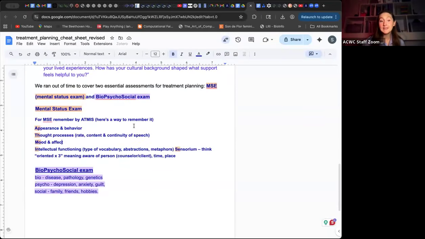Okay. And then the last one is sensorium. The S in ATMSS is sensorium. I think of sensorium like oriented times three. That's how I remembered it for my exam, because there are three main things the person will be aware of if they have a good sensorium going on. They're going to be oriented to time, place, and person.